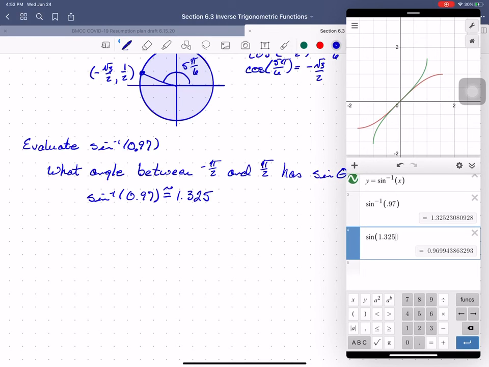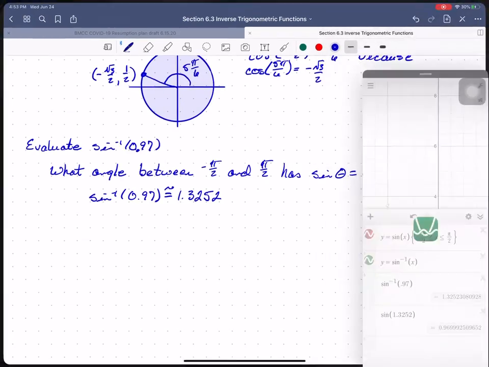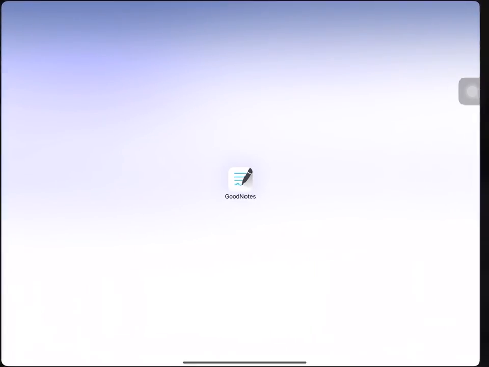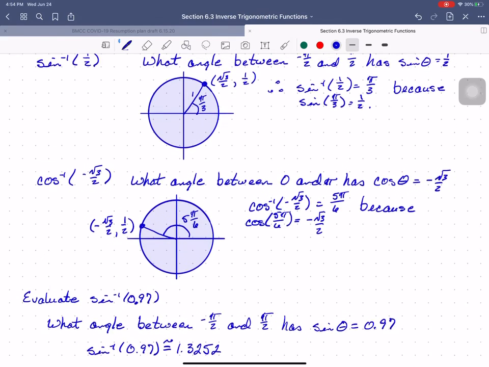And usually we'll do these to 4 decimal places. And I get closer to 0.97, but you can see it's still not exact because outside of our special known unit circle values, we're only going to get approximations. Our calculator answers are always going to be approximations. All right, so this is evaluating inverse trigonometric functions.